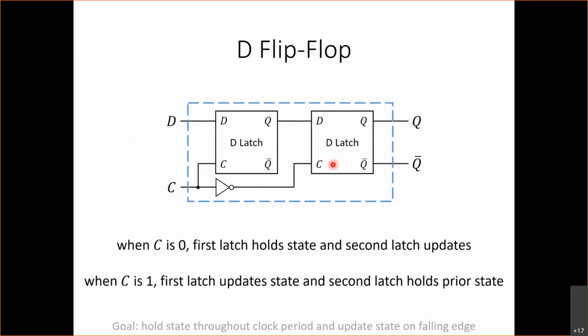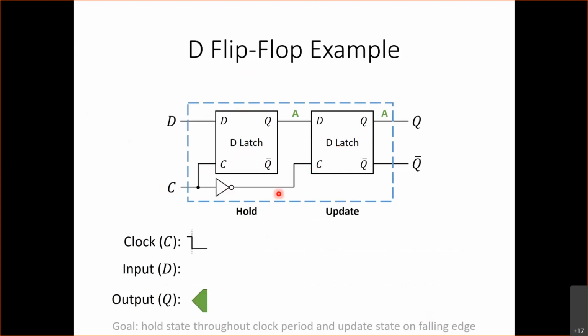Okay, so now let's see what the circuit does. When C is 0, the first latch is going to hold its state. And when C is 0, that means here we're going to have 1, which means the second latch is going to pass its state through. It's going to update its state. On the other hand, when C is 1, the first latch is going to update its state, whereas the second latch is going to hold its state. Because we have this inversion, when C is 0 we hold here and update here because C will be 1. And when C is 1, we update here, but hold over here. Okay? So let's see an example of that.